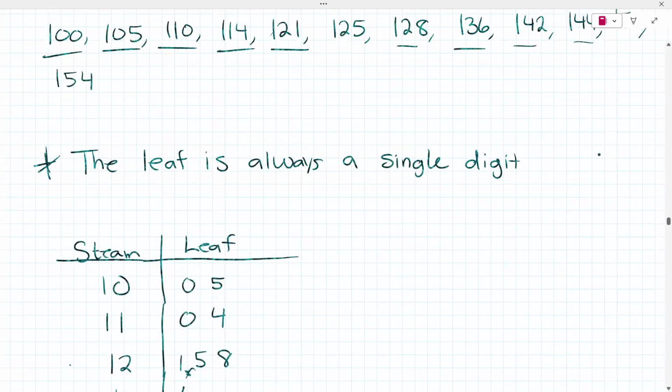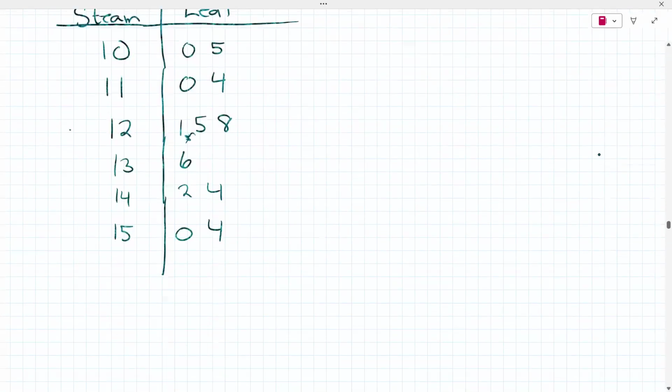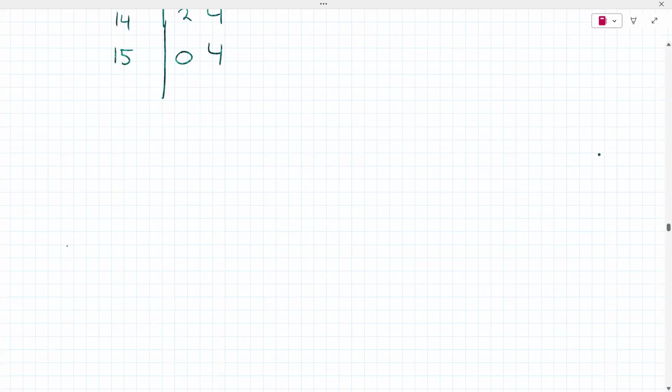Okay, so you just have to remember the leaf is always a single digit. So for the stem, you might have to put more digits, right? Okay, so that is stem and leaf. Now let's do the fun part, the box and whisker plot.